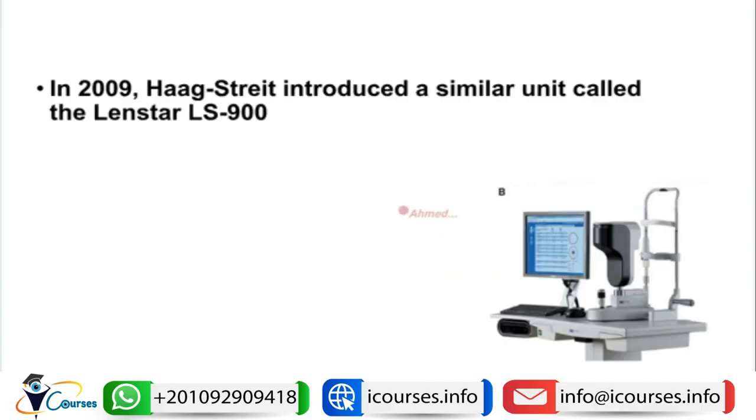Another device that was introduced with the same principle is the Haag-Streit Lenstar. So this device uses the same principle of laser coherence interferometry to measure the axial length of the eye and to measure the IOL power. So this is everything about the IOL power calculation.